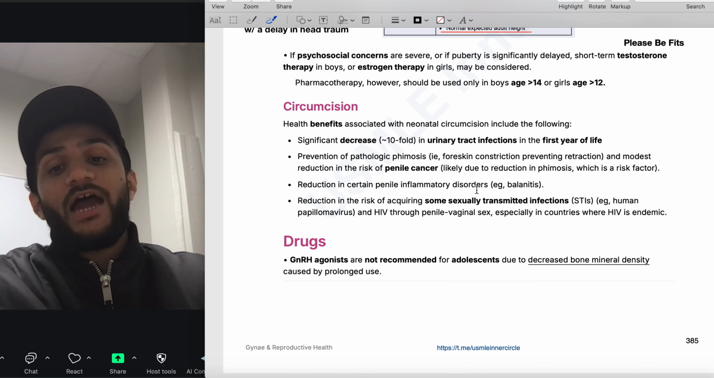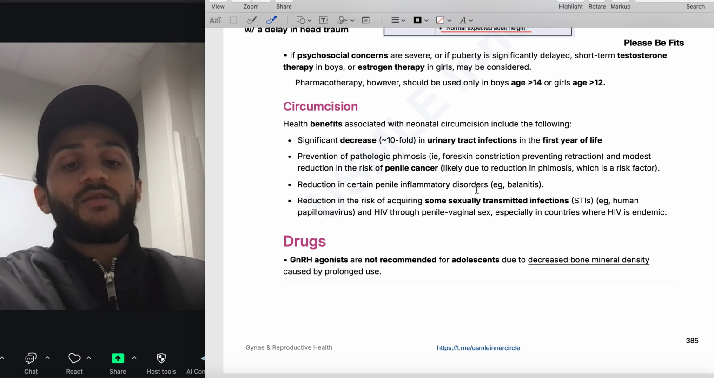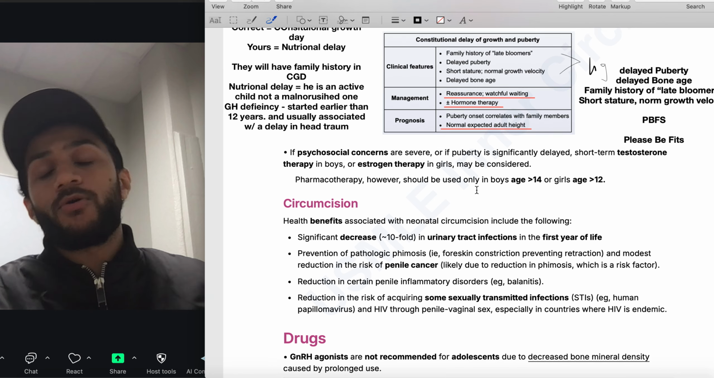Drugs: GnRH agonists are not recommended for adolescents due to decreased bone mineral density caused by prolonged use.